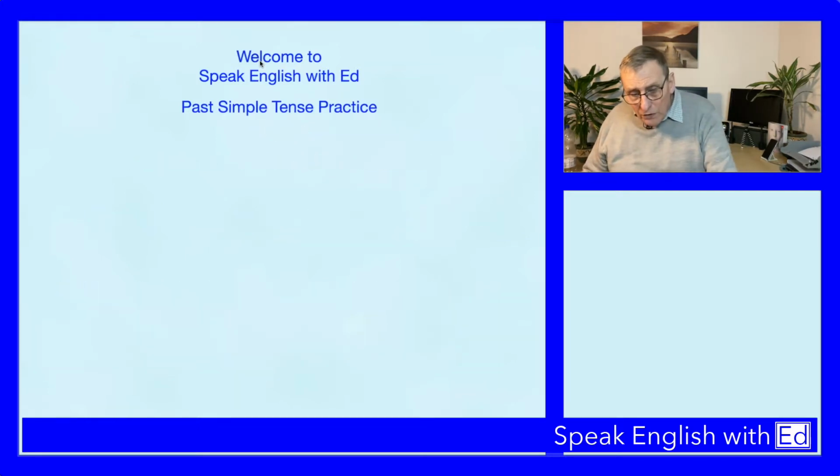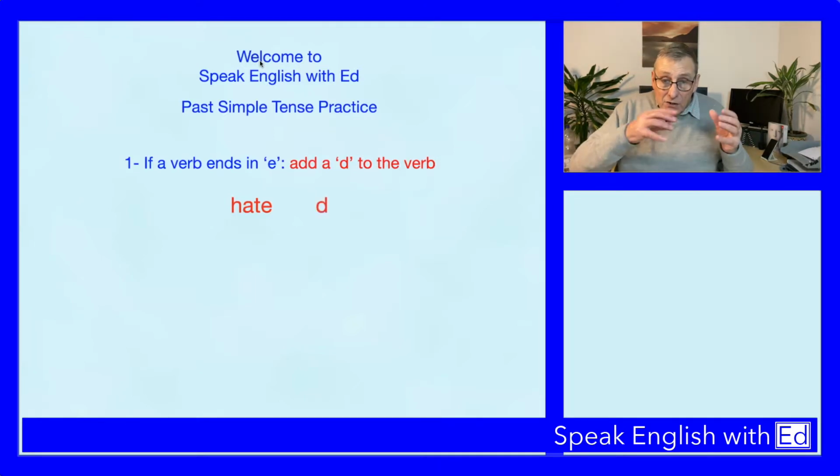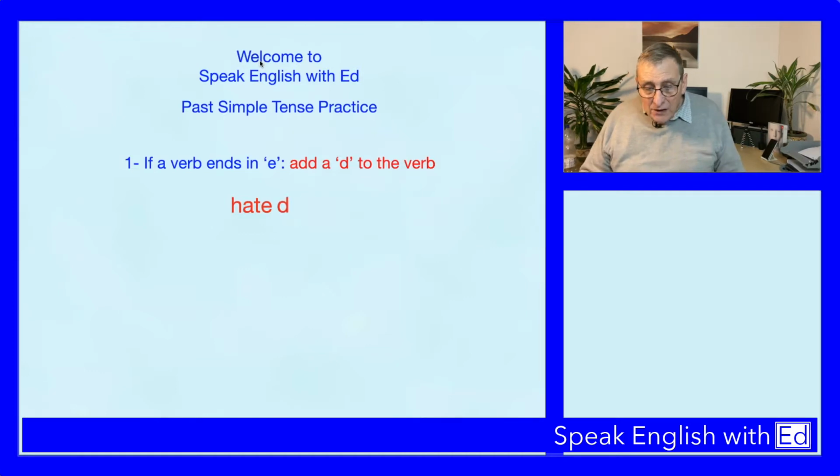So with rule 1, if a verb ends in E, you just add a D. Here we've got hate, which is a verb that conforms to this rule. It ends in E, so we need to add a D to make it into the past tense. Add a D and it becomes hated. So now hated is the past tense of hate.